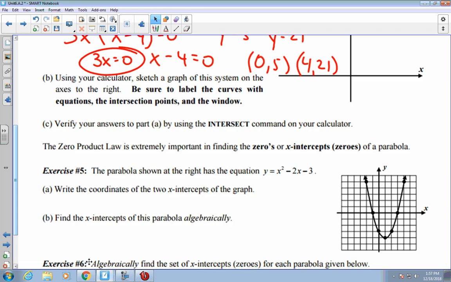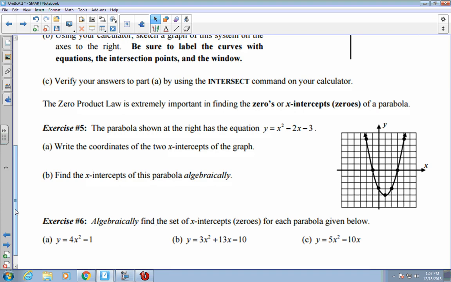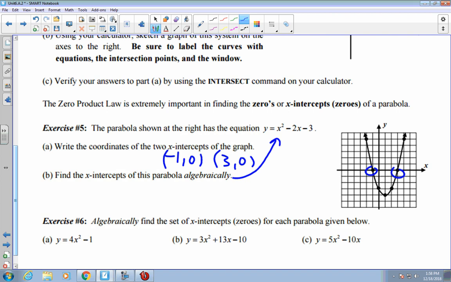Exercise 5, there's the parabola with the equation x squared minus 2x minus 3. Write the coordinates of the two x-intercepts of the graph. So we have here and here. So it looks to be (-1, 0) and (3, 0). Find the x-intercepts of this parabola algebraically. So looking up here, I'm factoring x and x. Factors of 3 that give me 2 are 3 and 1. It's got to be a negative 3, positive 1. They got to equal 0. X equals 3. X equals negative 1. So that's showing it algebraically.